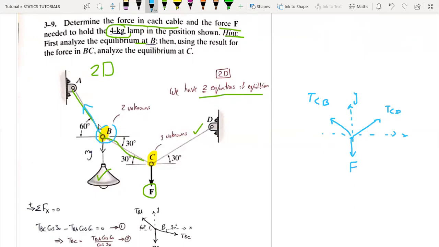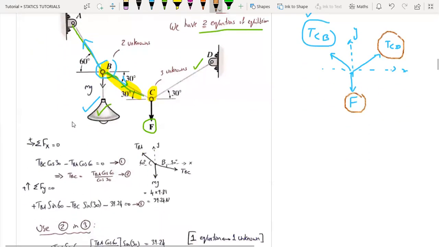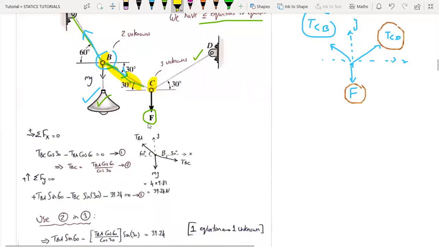The tension force in cable BA and the tension force in cable BC, and here the mass is given, so the weight is known. After finding TCB from particle B, we are going to move forward to point C. So we will be left with only 2 unknowns, and we can apply our equations of equilibrium.